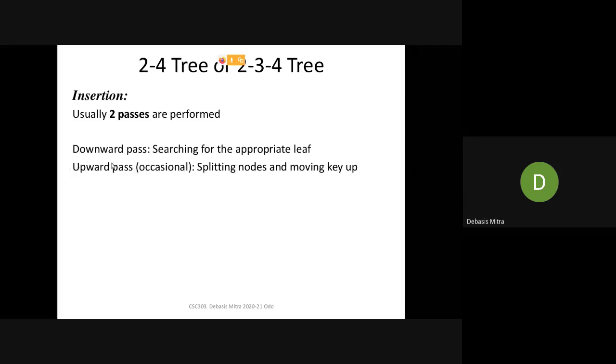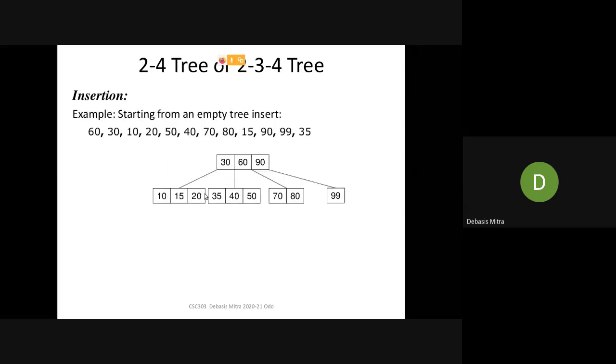This upward pass is an occasional step, and this is the additional step. And in the worst case, I might have to perform this every time. I mean, these two passes. And the length of the second pass may be different. Sometimes I may have to just go one node up from the leaf node. Sometimes I may go up to the root itself and split the root. Okay, so this is the summary of the insertion strategy we have illustrated so far.